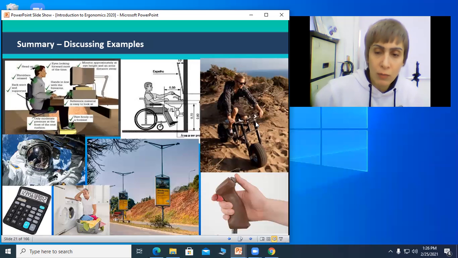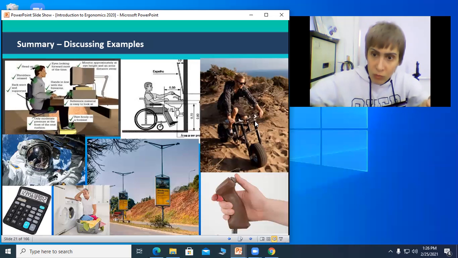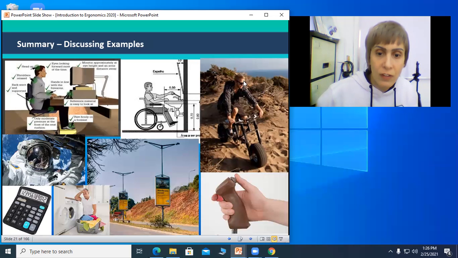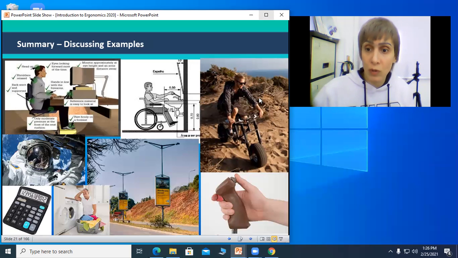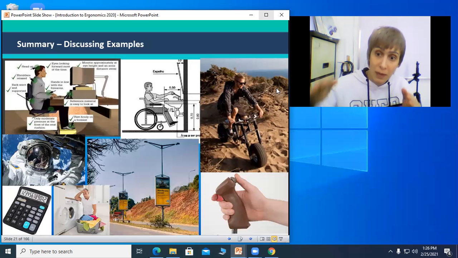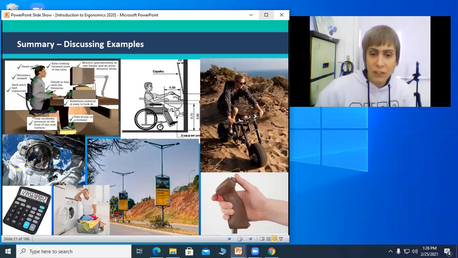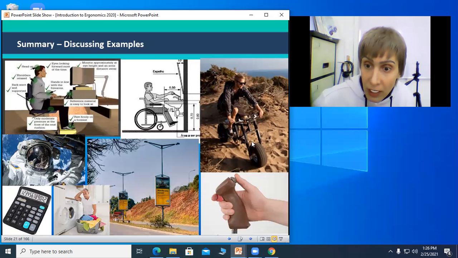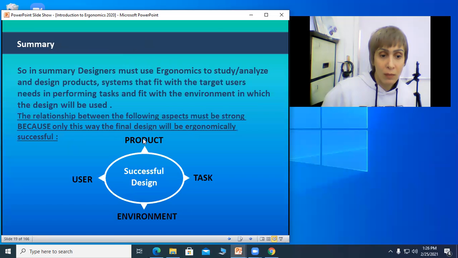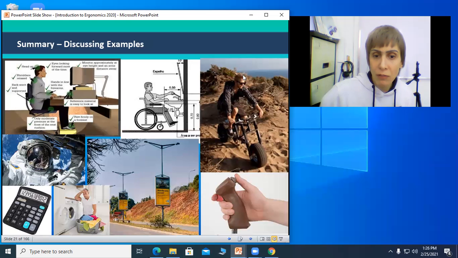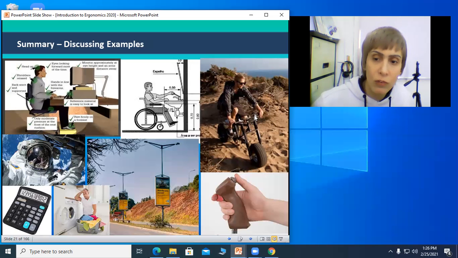So the user has to be comfortable and safe while using the bicycle in this rough terrain environment, and to perform the task successfully. Well, what's the task here? To be able to ride the bicycle around and above the stones and this sand successfully. So the product, the task, the environment, the user. If the designer ignores one of them in this design, it will not be a successful design.